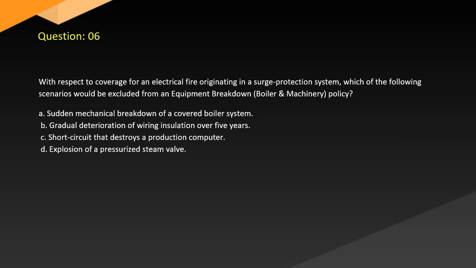Question 6. With respect to coverage for an electrical fire originating in a surge protection system, which of the following scenarios would be excluded from an equipment breakdown, boiler and machinery policy? A. Sudden mechanical breakdown of a covered boiler system. B. Gradual deterioration of wiring insulation over 5 years. C. Short circuit that destroys a production computer. D. Explosion of a pressurized steam valve.